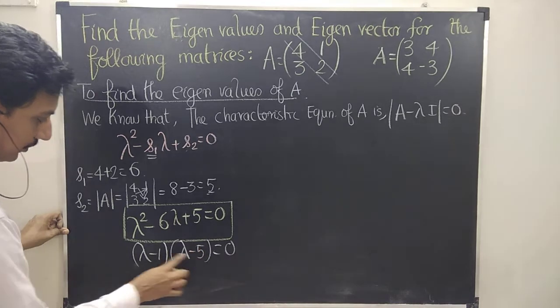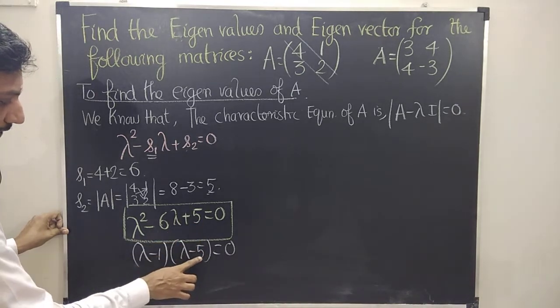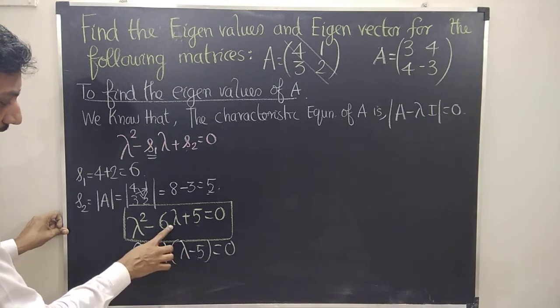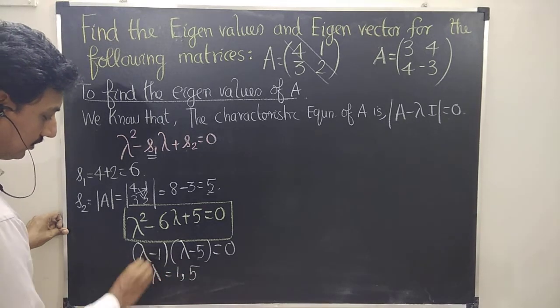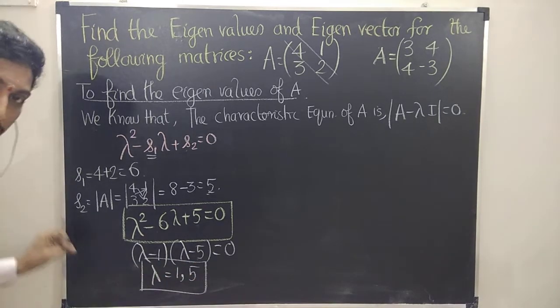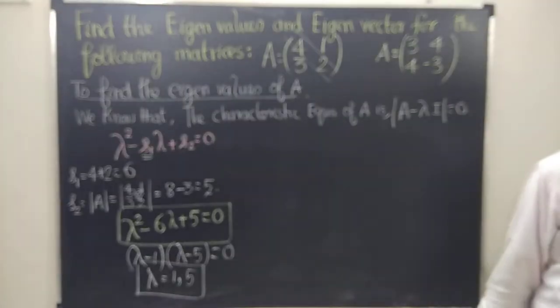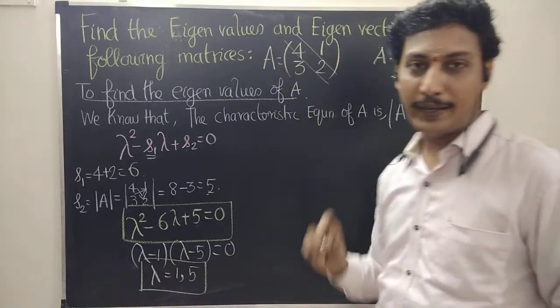The sum of the roots is minus 6 and the product is plus 5. So minus 1 into minus 5 is plus 5, and minus 1 plus minus 5 is minus 6. So lambda is equal to 1, 5. So there are two roots. These are the eigenvalues of the given matrix A. Why do we get 2? Because it is a 2 by 2 matrix.